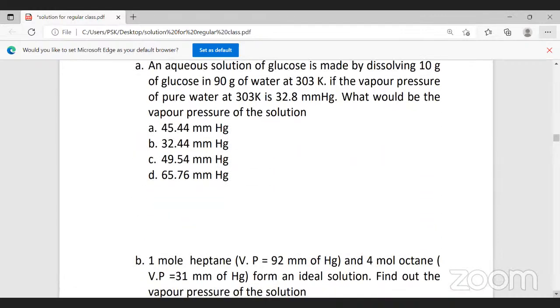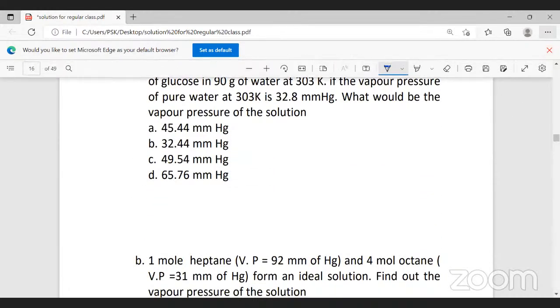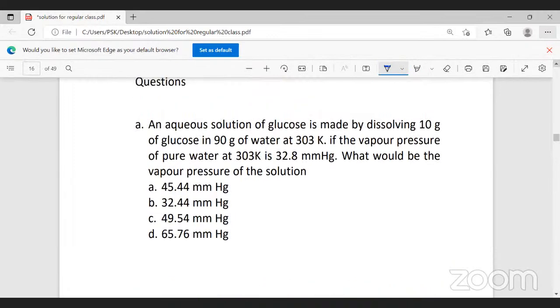Are you ready to work some questions based on this? The aqueous solution of glucose is one or two questions. I don't know how many questions we can work today. Let's see. Is it clear with the relative lowering of vapor pressure? Is it clear?